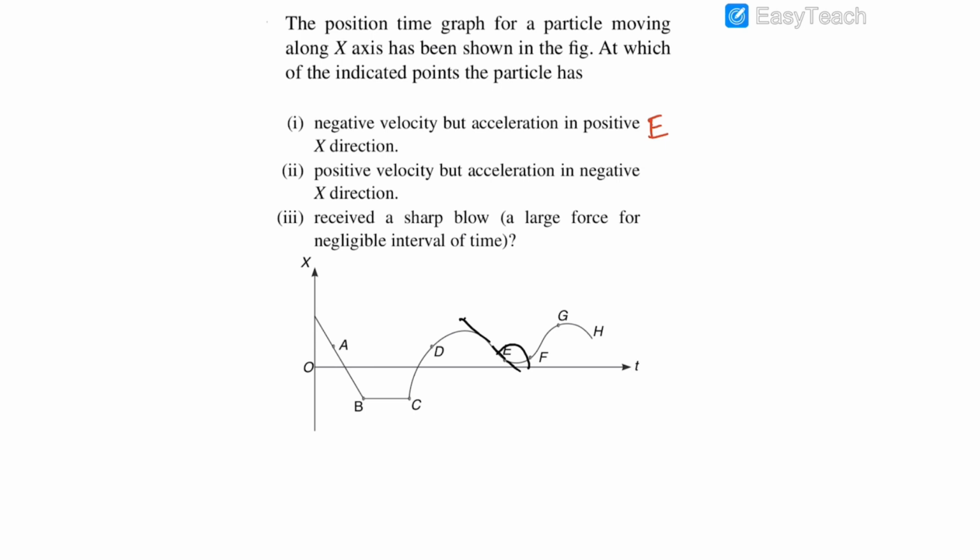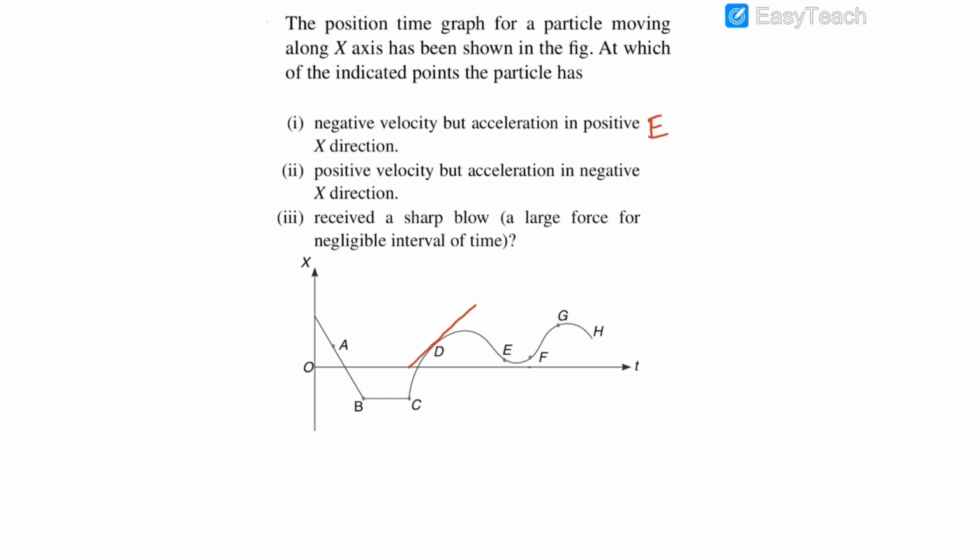acceleration is positive. Now the second question says that at which point the velocity is positive but acceleration is in negative x direction. So you can see, let us rub this one. So you can see that velocity is positive at this point, and this parabola is opening in the downward direction, therefore acceleration is negative. And at G point also velocity is positive, and at this point G this parabola is opening in the downward direction, therefore acceleration is negative.